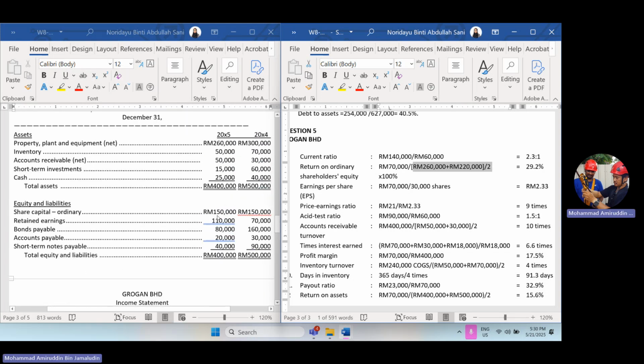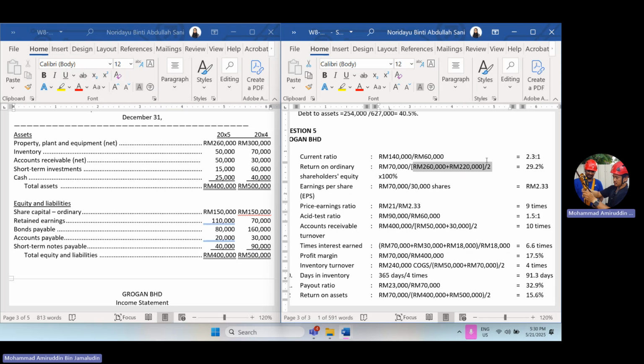These two, 150 plus 110 for year 2005. So 150 plus 110. This is average. That's why they divide by 2. So 150 plus 110, I get 260. 150 plus 70, 220. I need to take the average rate. There should be a reason why for shareholders' equity we take the average, like average inventory.